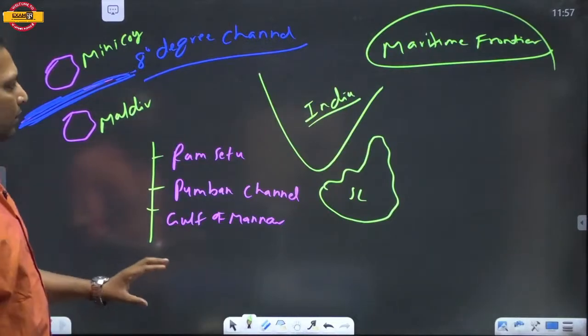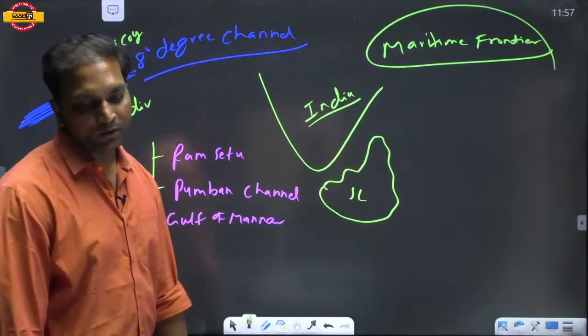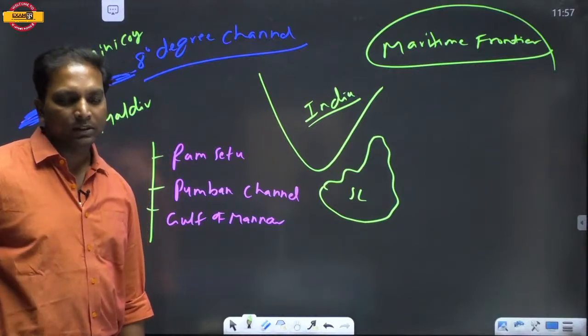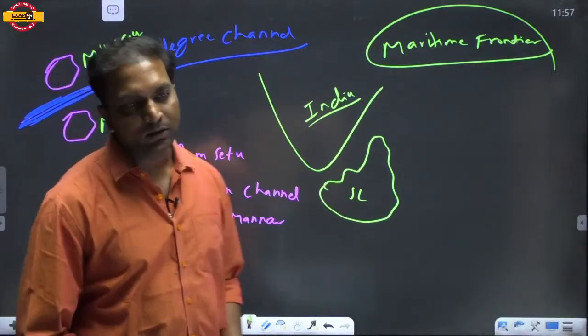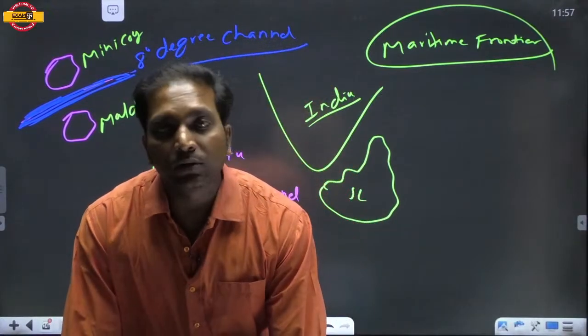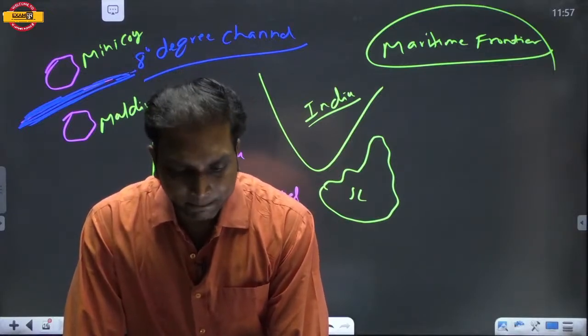And then the maritime frontier, with Sri Lanka and the Maldives. So this is the physiology of India that we have discussed today. In the next class we will go for the physiography of India. We will discuss the Himalaya and Peninsular India, and I will explain with the map.